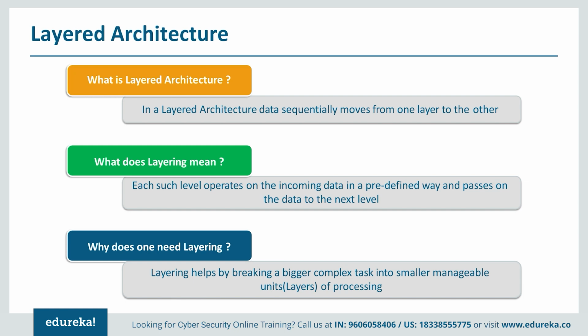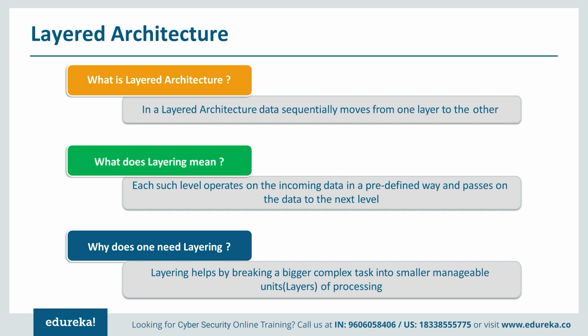Also, by splitting the task into 7, each layer is specifically trained, tuned, and enhanced over a period of time, so the functionality of that particular task becomes more efficient. And when combined, these 7 layers give good reliability and performance on the network. What is a layered architecture?